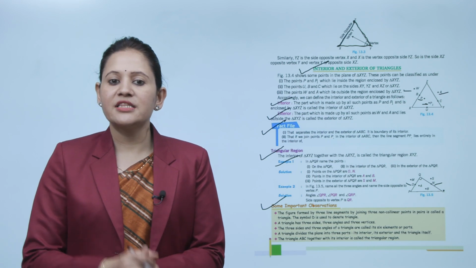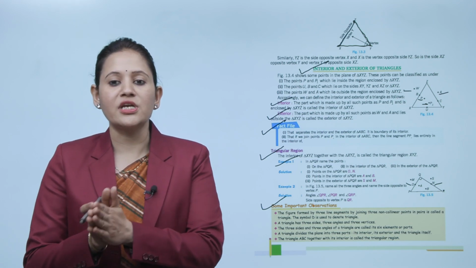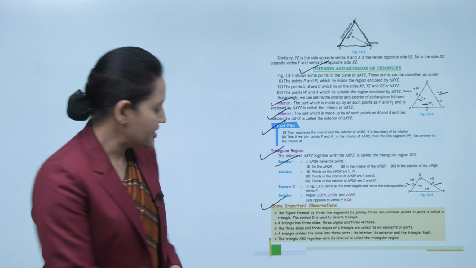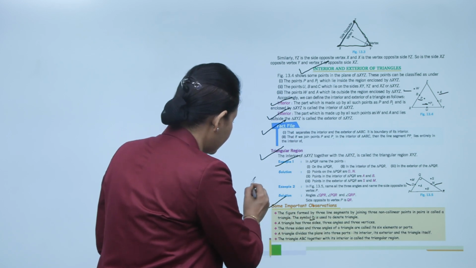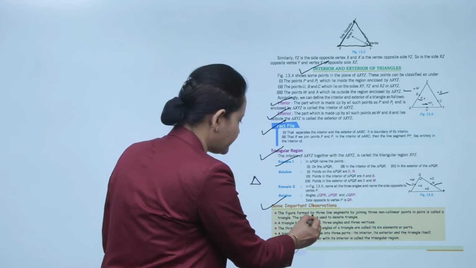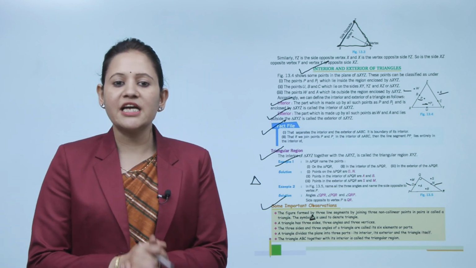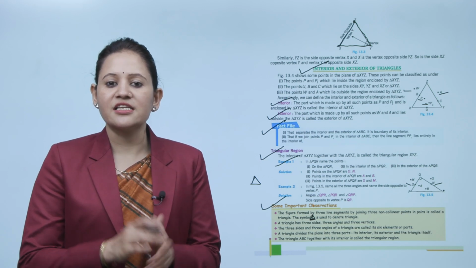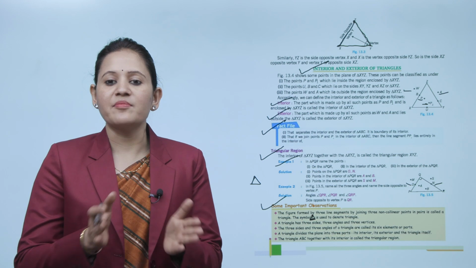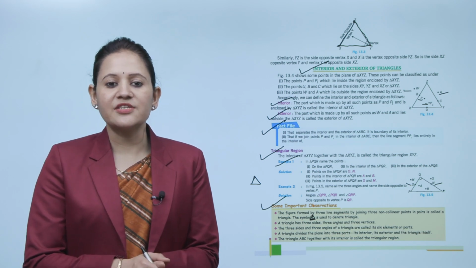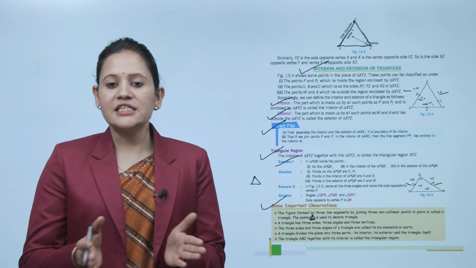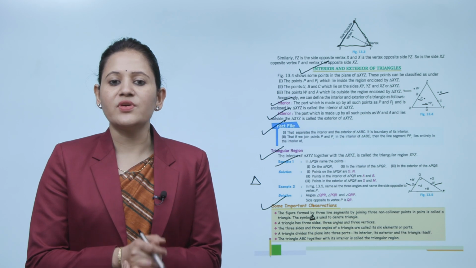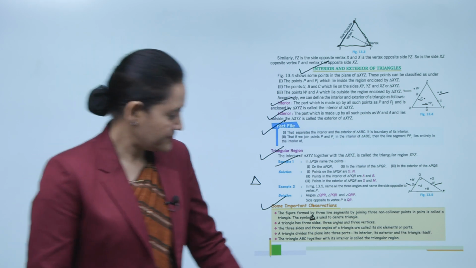The figure formed by three line segments by joining three non-collinear points in pairs is called a triangle. This is the symbol of triangle, that denotes triangle. A triangle has three sides, three angles and three vertices. The three sides and three angles of the triangle are called the six elements or parts of the triangle. The triangle divides the plane into 3 parts: interior, exterior and the triangle itself. The triangle ABC together with its interior is called the triangular region.